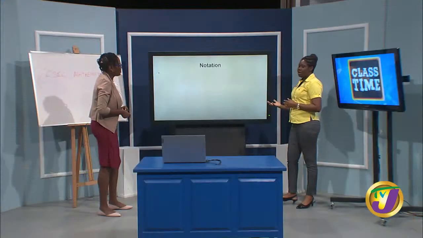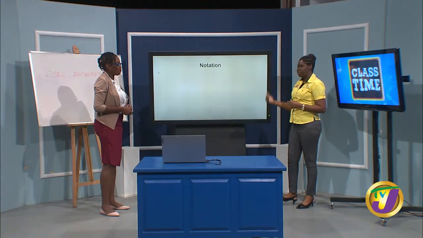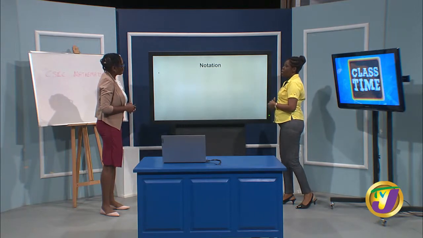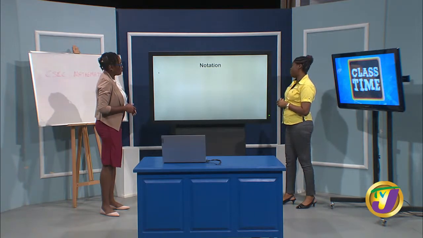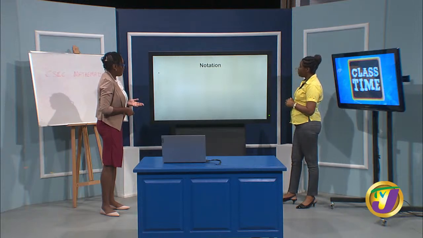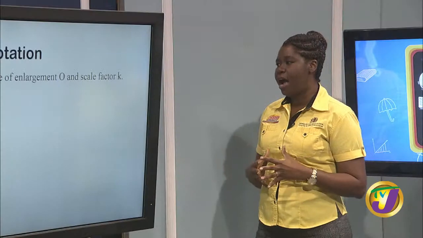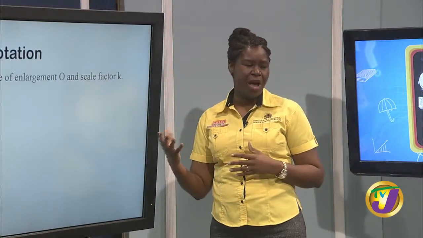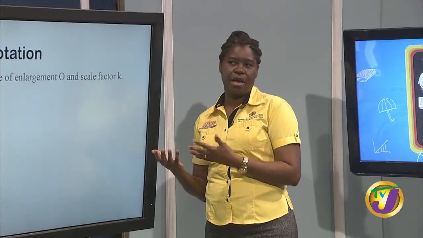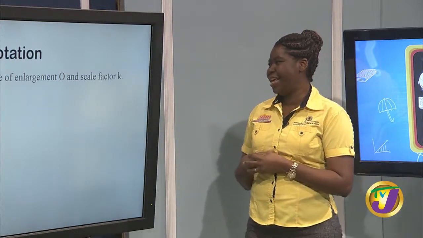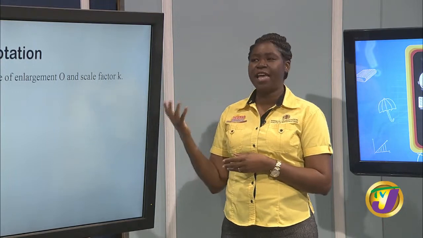Okay, so we have been talking about scale factor and enlargement, necessary factors in carrying out enlargement. Let's see how we write it or note it. So we're looking at the symbols here. If we have E, an enlargement with center of enlargement O, and as we said, it doesn't always have to be O. It can be any letter, but we're using O for this particular example. And our scale factor K, which is any real number.